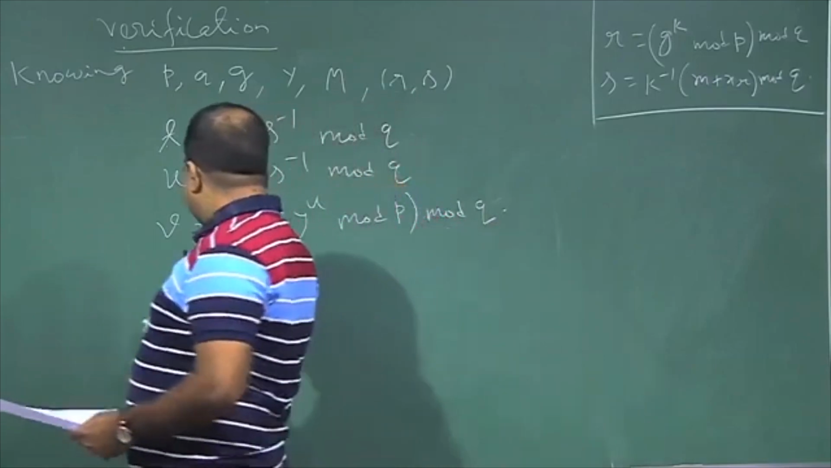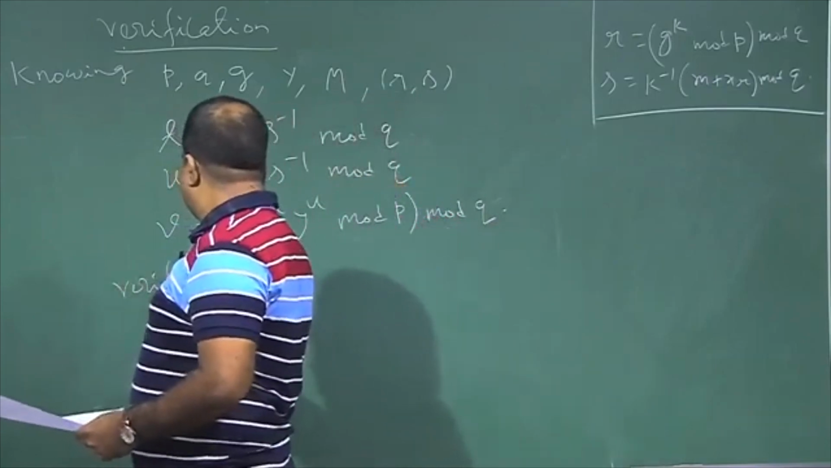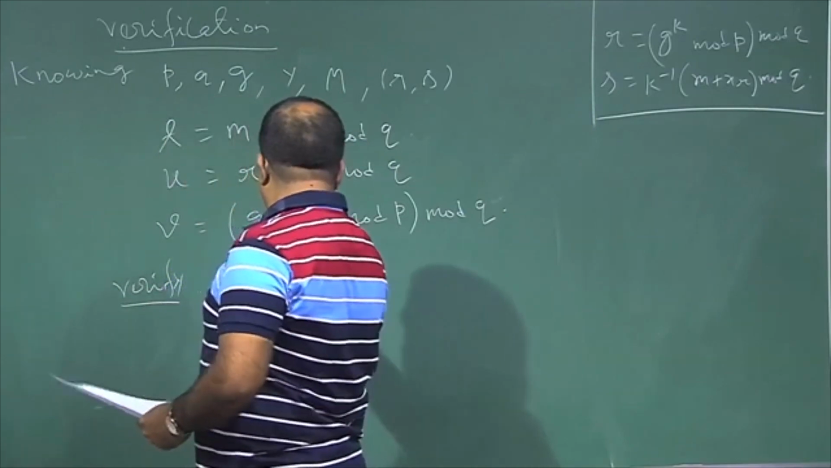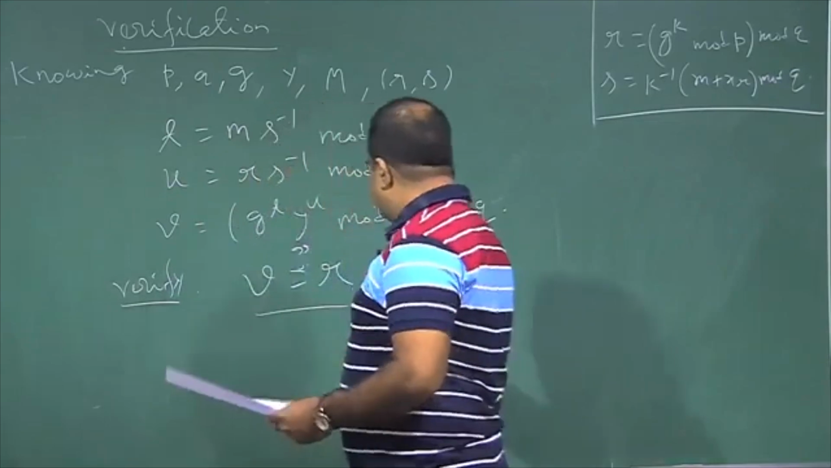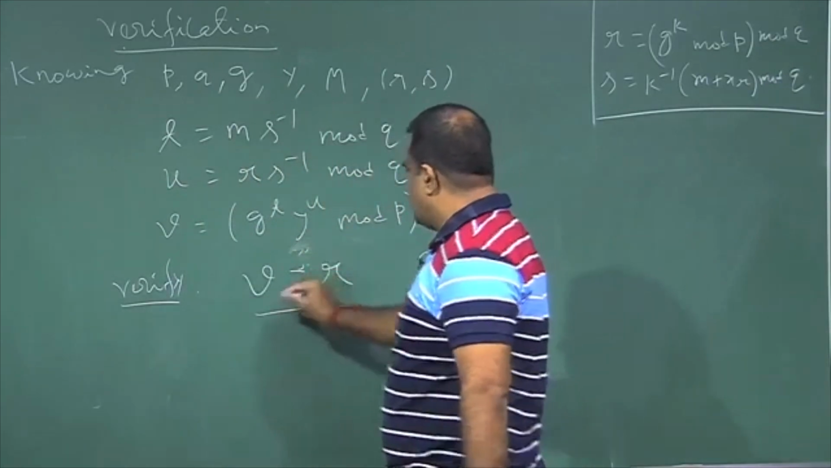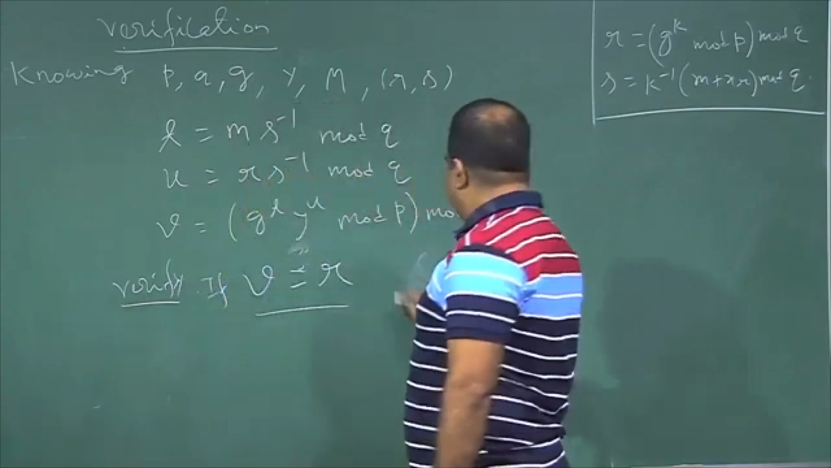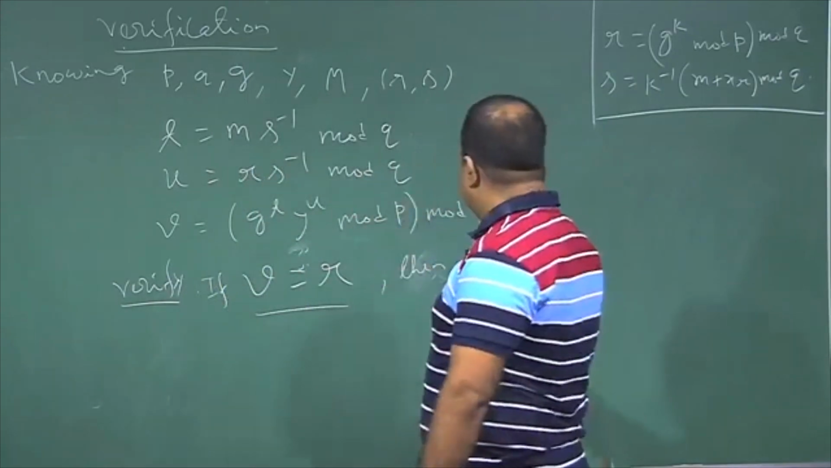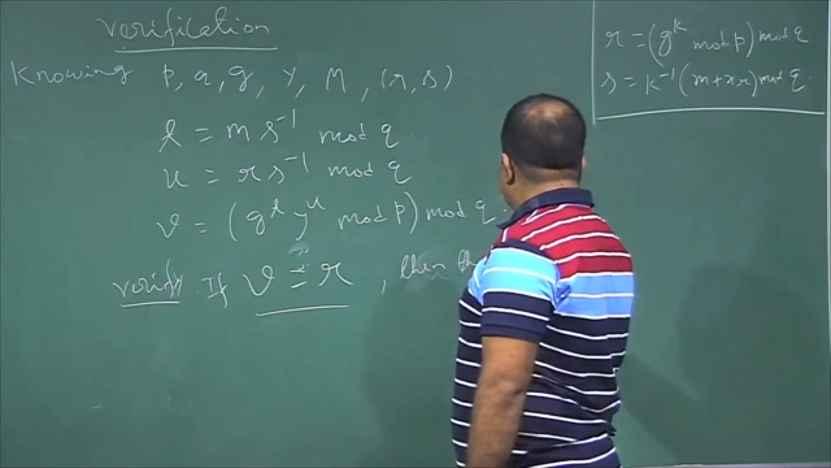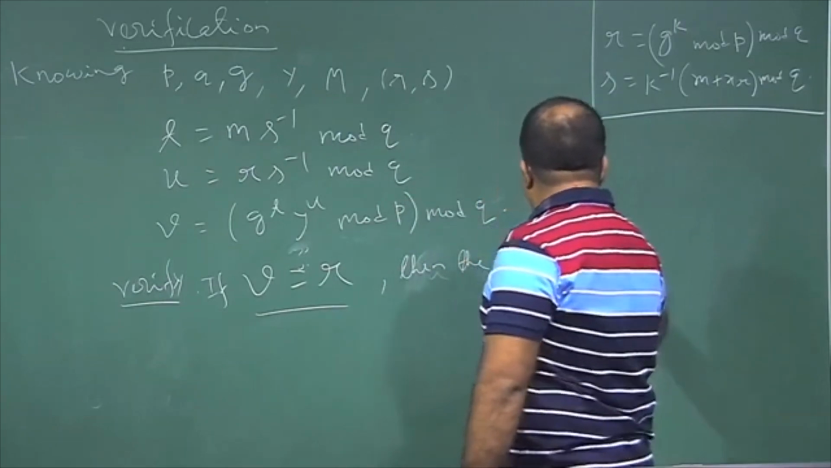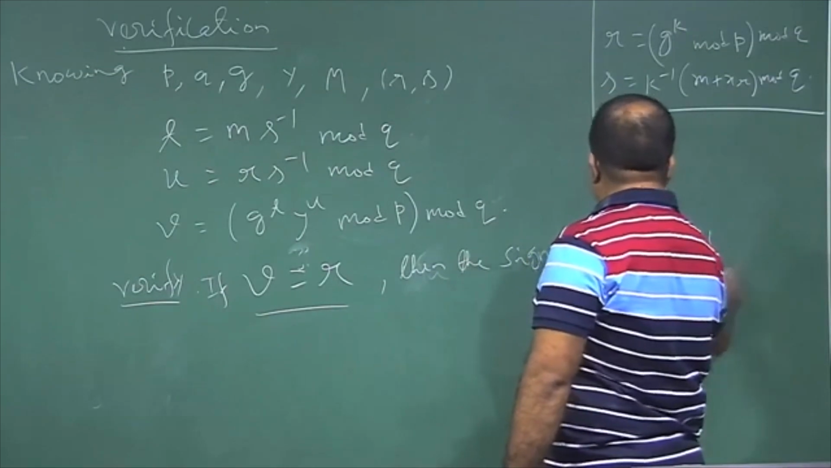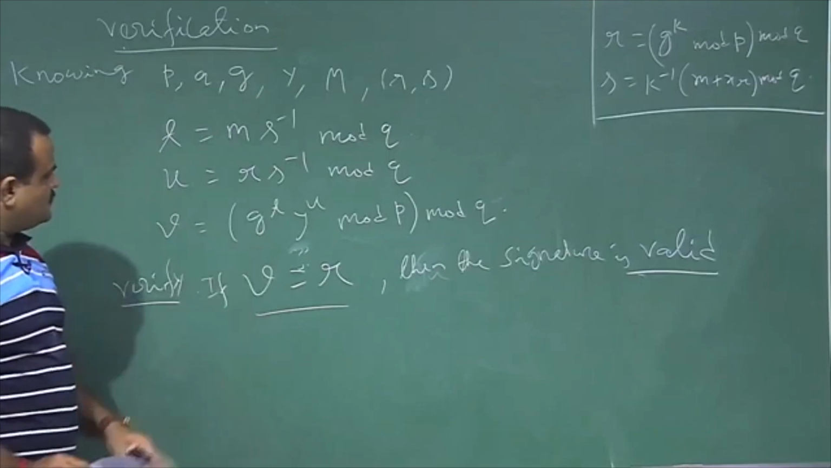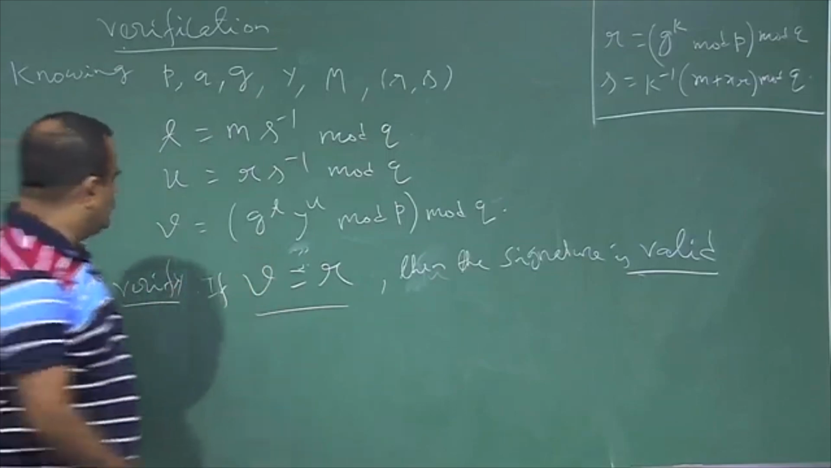Okay. And the verification is like this: verify whether this V is R or not. If V is R, then the signature is valid. We have to check this, and then the signature is valid. So, we have to check whether, by computing this, V gives us R or not. So, R is that. So, let us write V over here.